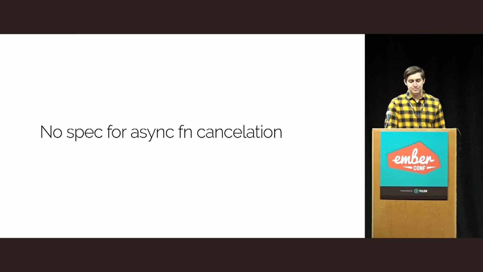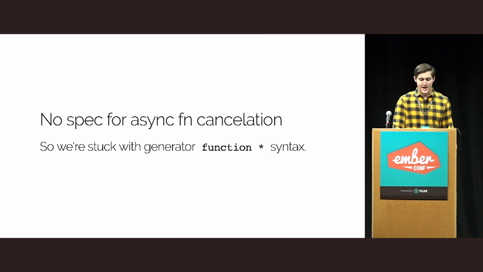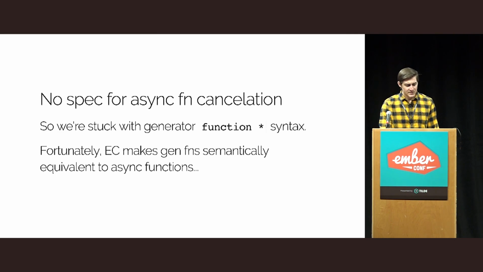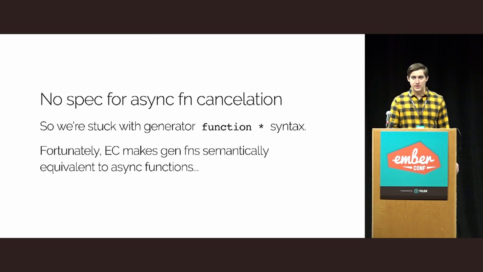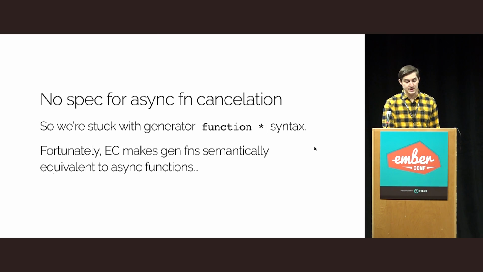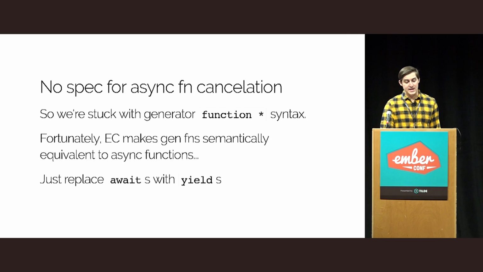And there's no TC39 spec for async function cancellation. There was, but it was withdrawn a few months back, and the latest I've heard is that we should probably get used to just using generator functions for a while, which Ember Concurrency has been using for a year anyway, so we don't have to change anything from our end. And if this is sad news, if you'd rather use the nice async function syntax, at least you can take some solace in the fact that the way Ember Concurrency treats generator functions is semantically identical to async functions. The only thing you need to do is take any instance where you're awaiting a promise and replace it with a yield, which is the generator function keyword, and not await.